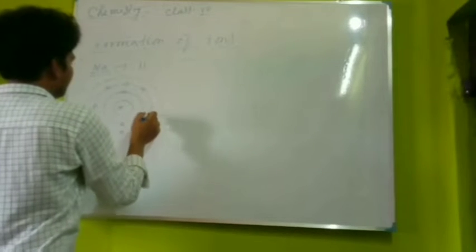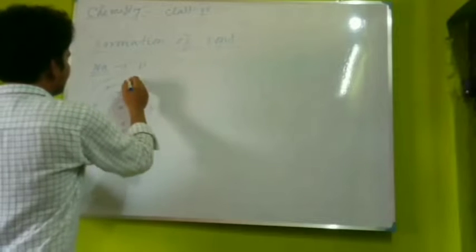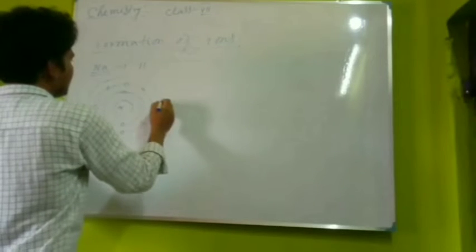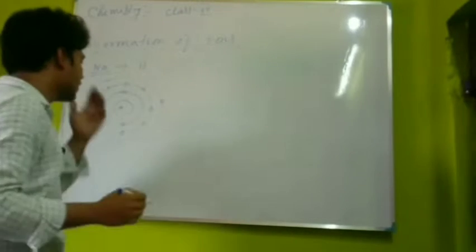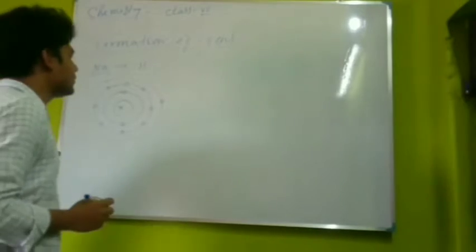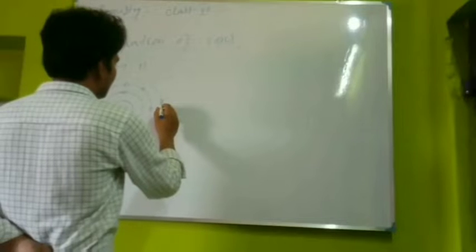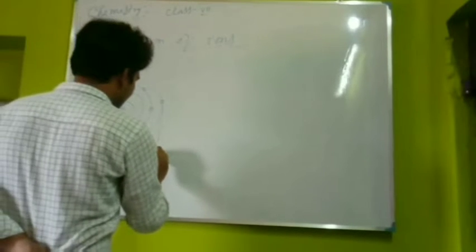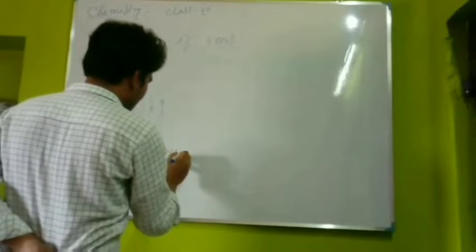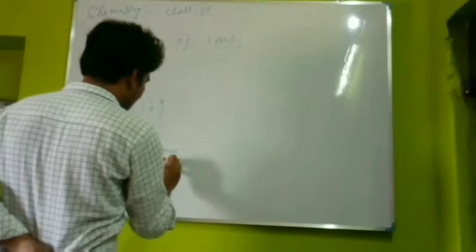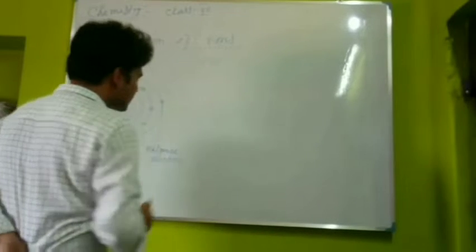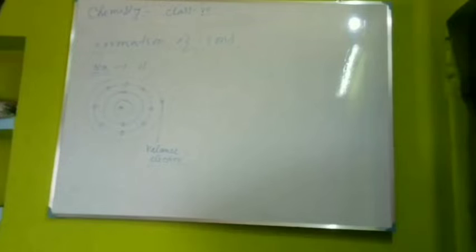1, 2, 3, 4, 5, 6, 7, 8. So 2 plus 8, that is 10, and only one electron will be present at the outer shell. This electron is called valence electron. The outer shell electron is called valence electron.